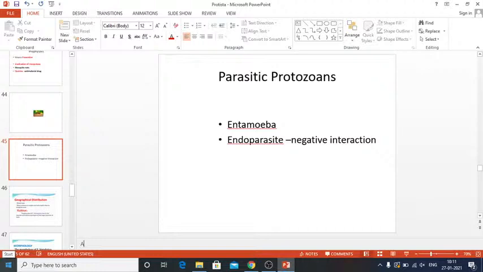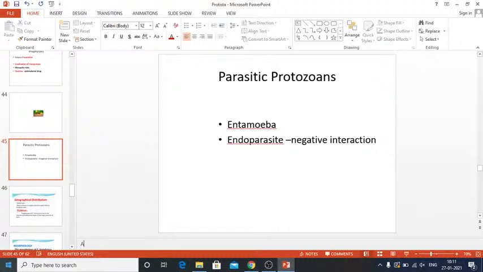This class is about the parasitic protozoan, that is Entamoeba histolytica. In the previous session, we learned about another parasitic protozoan, that is Plasmodium. And as per your syllabus, what you have is Entamoeba histolytica. And Entamoeba histolytica is actually an endoparasite. I've told you endoparasites and ectoparasites are there.